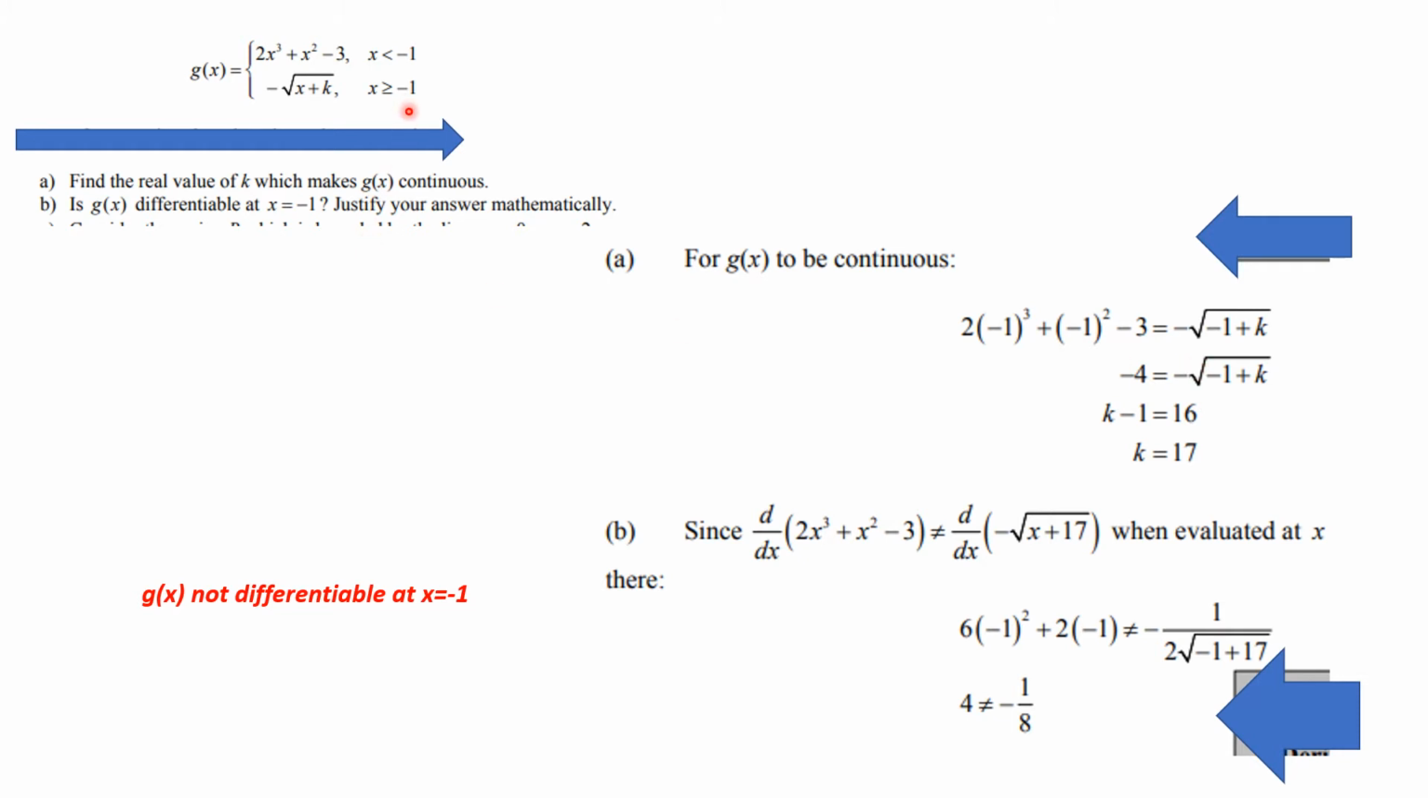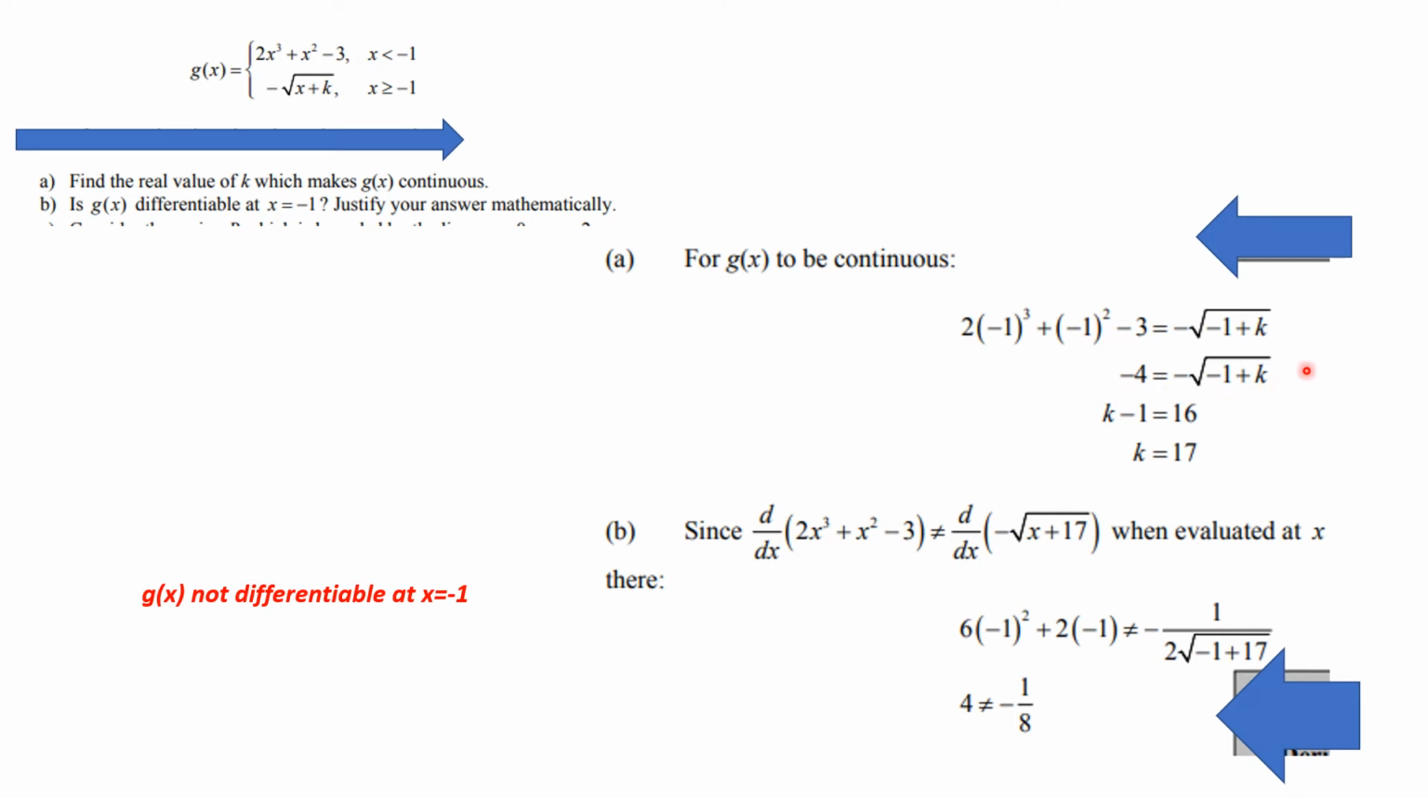And so the limit from the left is going to be 2 times -1 whole cubed plus -1 whole squared minus 3. And from the right and at the point as well, it's going to be minus the square root of -1 plus k. And so we have this equation that we have to solve. So we do the calculation here. We end up with -4 is equal to this.